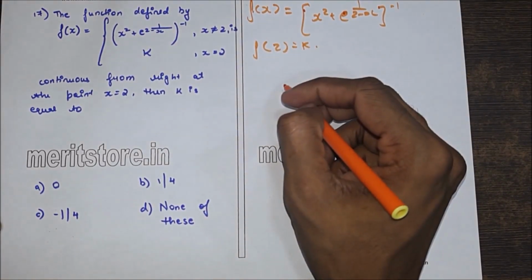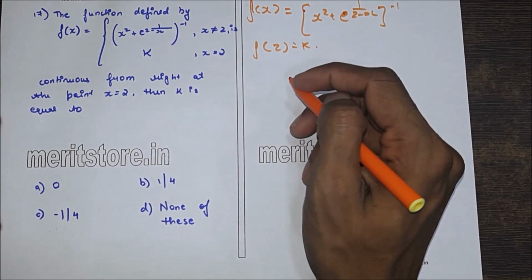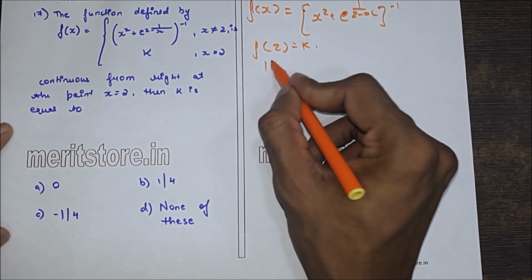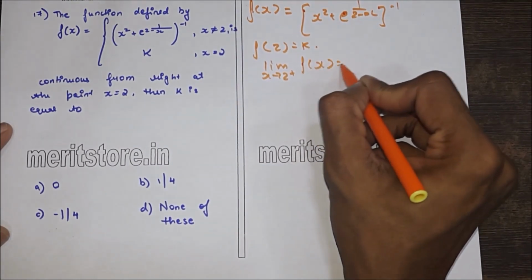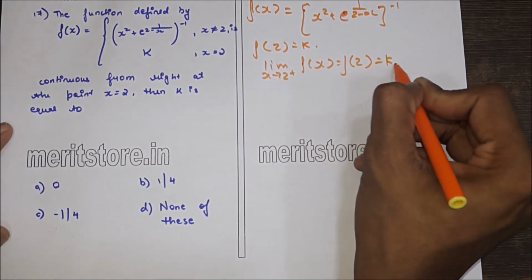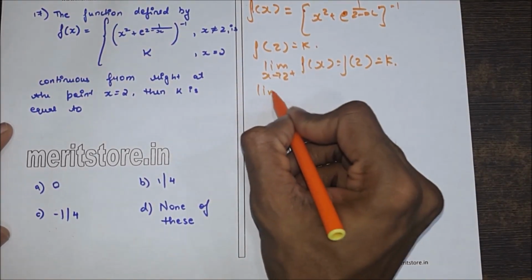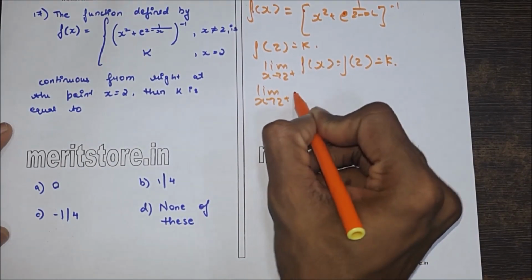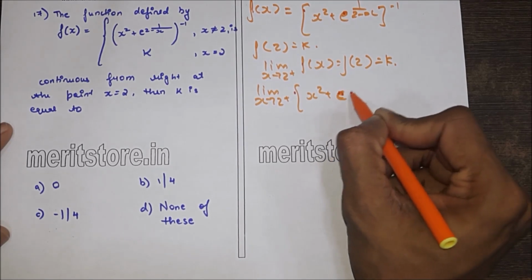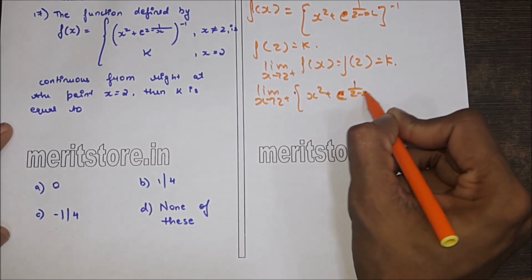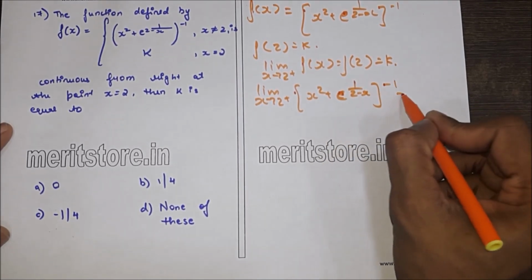If f of x is continuous from right at x is equal to 2, then limit x approaches to 2 from the right hand side of f of x is equal to f of 2, which is equal to k. Therefore limit x approaches to 2 from the right hand side, x square plus e raised to 1 upon 2 minus x raised to minus 1 equal to k.